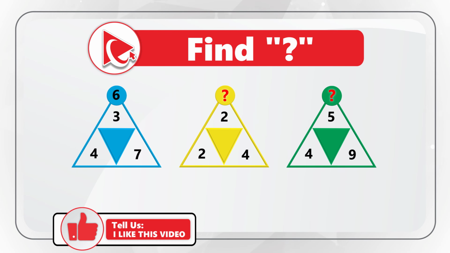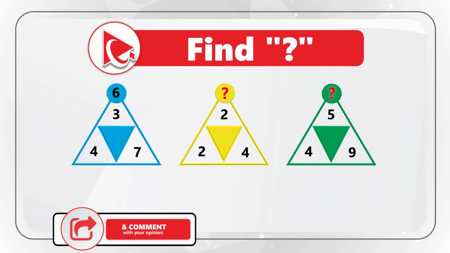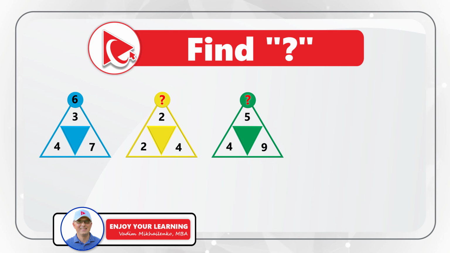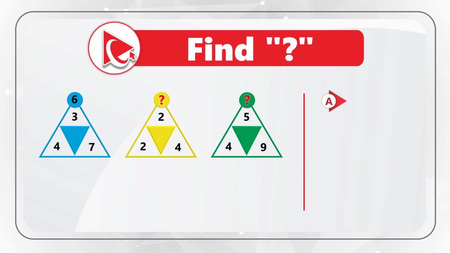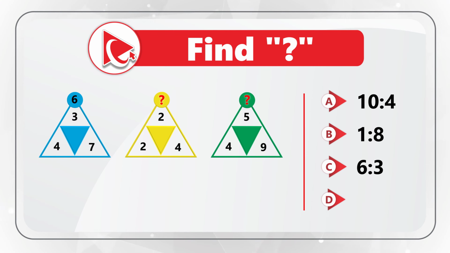Take a close look to see if you can find two missing numbers and select out of 4 different choices. Choice A, 10 and 4. Choice B, 1 and 8. Choice C, 6 and 3. And choice D, 2 and 2. Do you know the answer?